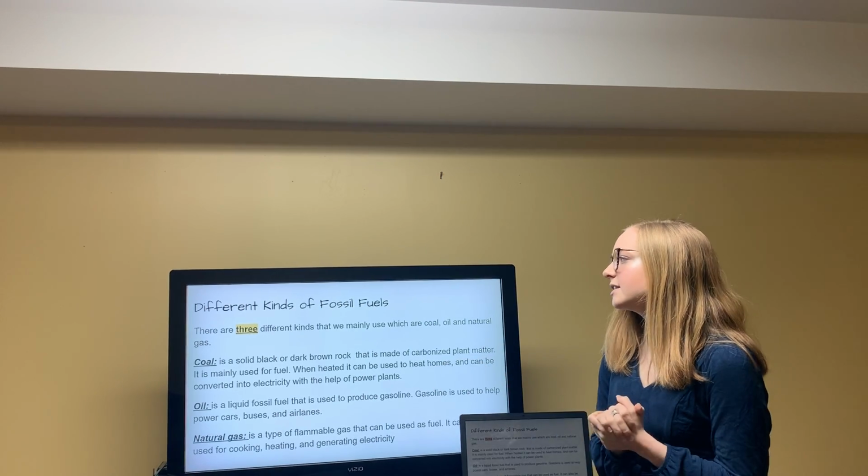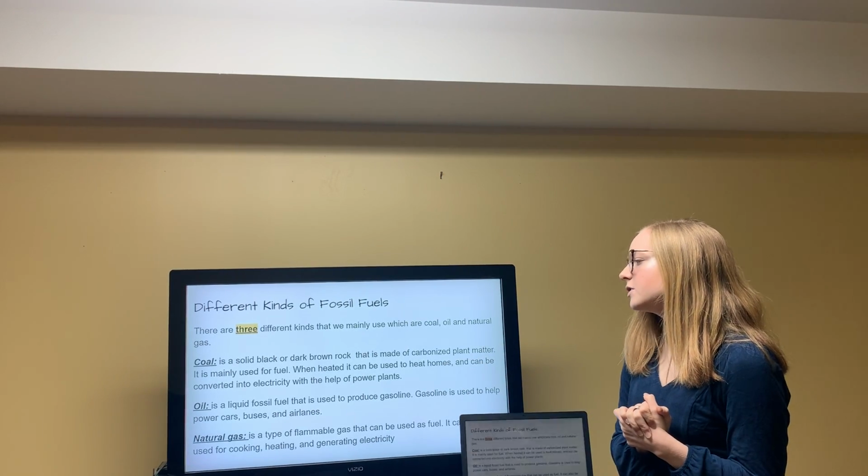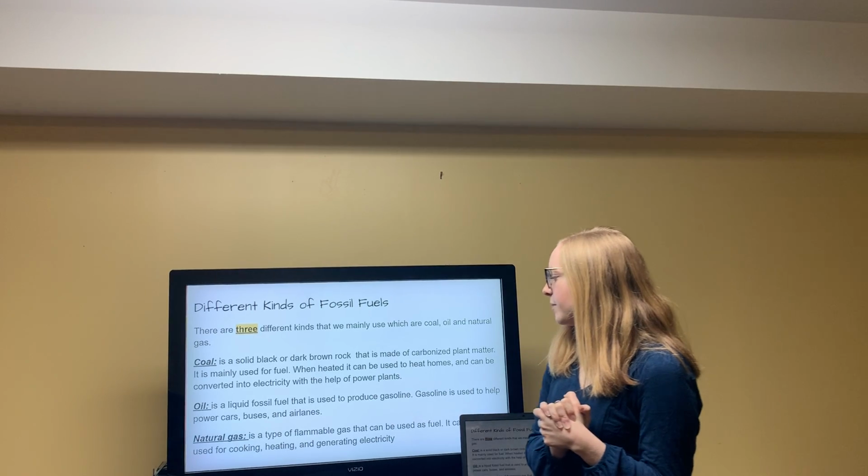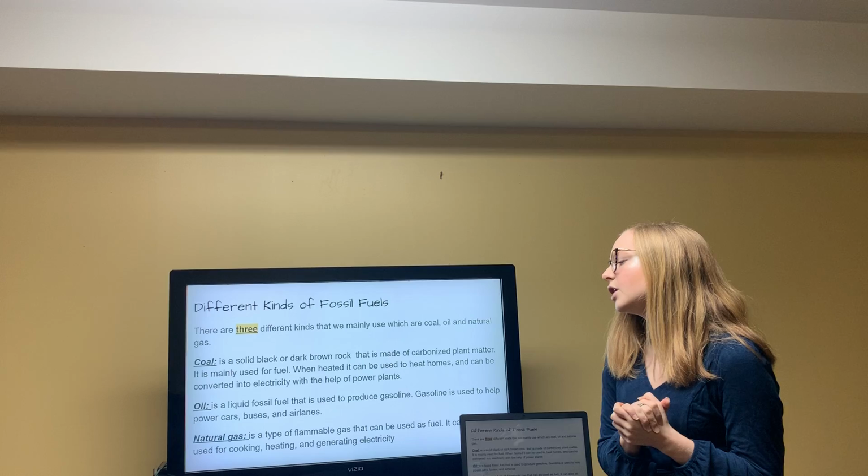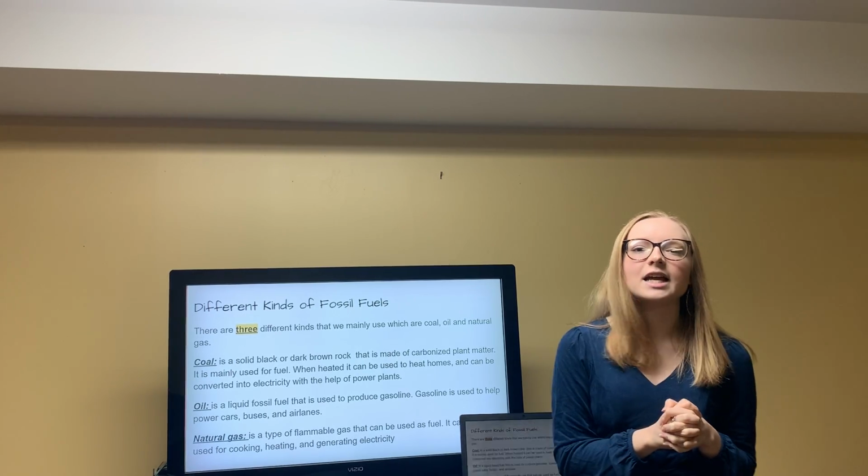And natural gas is our last kind of fossil fuel. It is a type of flammable gas that can be used as fuel. It can also be used for cooking, heating, and generating electricity.